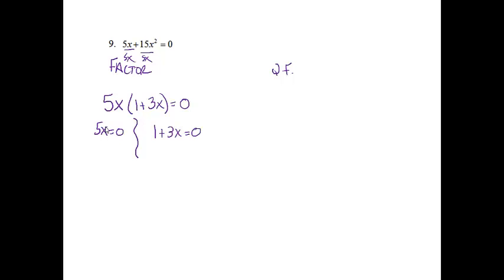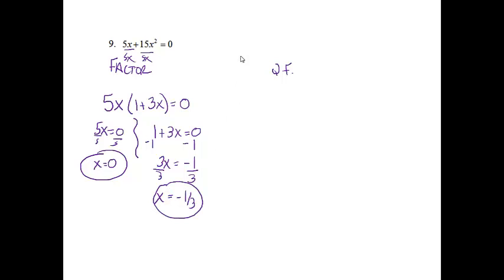Okay, so if I do that and if I solve this, I'll just divide by 5. I'll get x equals 0, so that's one answer. And then this one, we'd subtract 1 from both sides. I'll get 3x is equal to negative 1. And then if I divide by 3, I'll get x is equal to negative 1/3. So those would be my two answers.